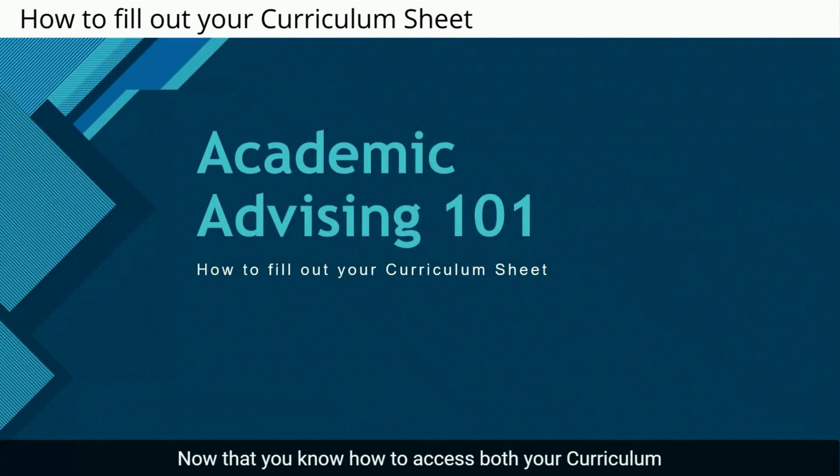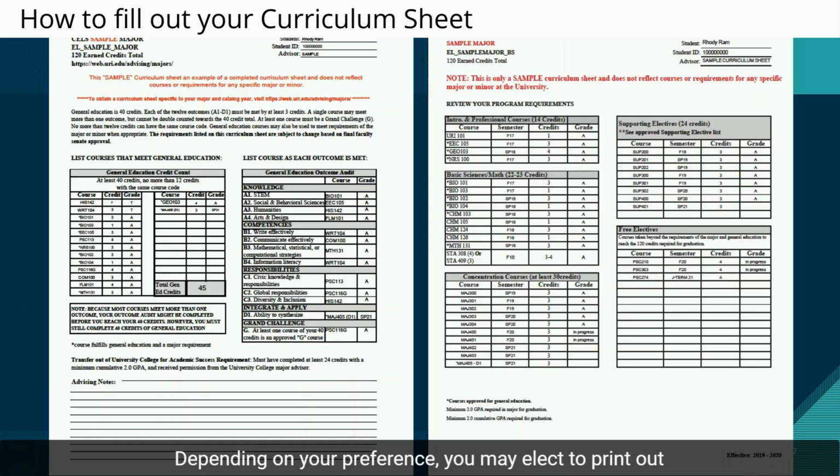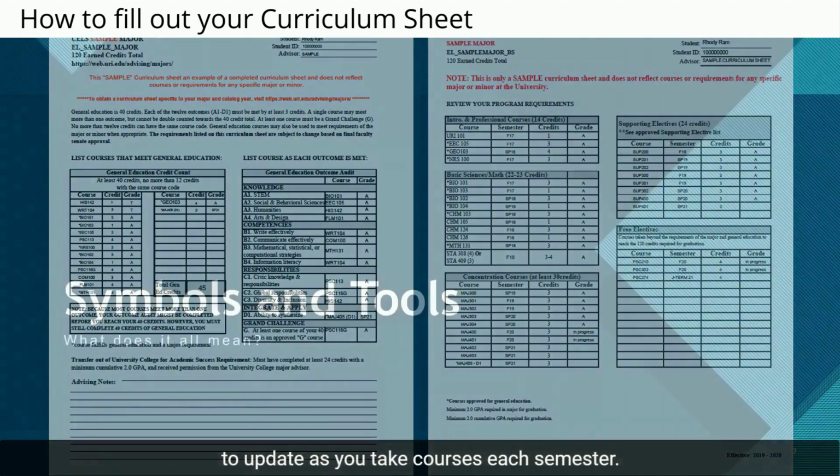Now that you know how to access both your curriculum sheet and your academic requirements page, it is time to learn how to fill in the curriculum sheet using the ARP. Depending on your preference, you may elect to print out the curriculum sheet and write in your courses by hand. However, we do recommend to do this process digitally to help keep the document safe and make it easier to update as you take courses each semester.